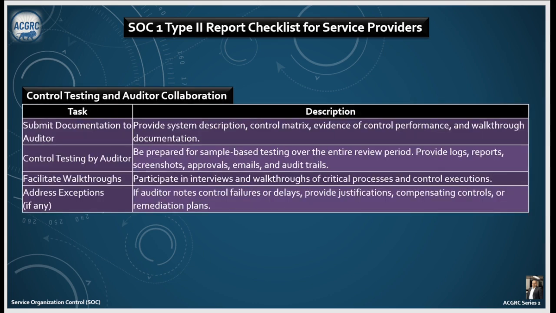Next is control testing and auditor collaboration. Provide system description, control metrics, evidence, and so on and so forth. Be prepared for sample-based testing. The auditor would ask for sample-based testing.